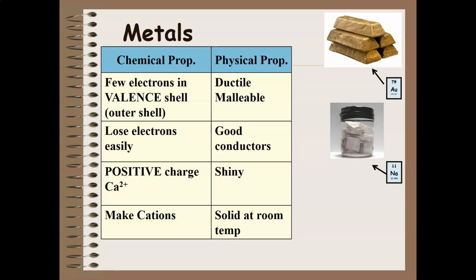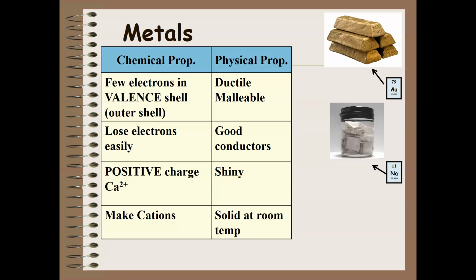Here are some properties of metals. We have chemical properties and we have physical properties. So let's do the chemical properties first, and then we'll come back and we'll do the physical properties. So metals don't have very many valence electrons. Remember, those are the ones in the most outer shell of the atom, the highest energy level. Because they don't have very many electrons in that outside shell, they lose them very easily, and they like to make positive charge ions, which we call cations. We learned about that when we were learning how to count our protons and our neutrons.